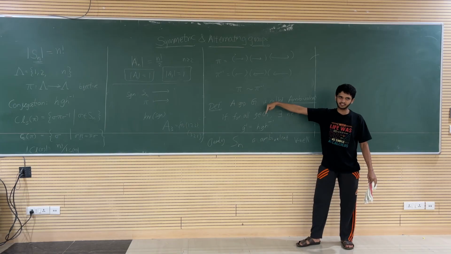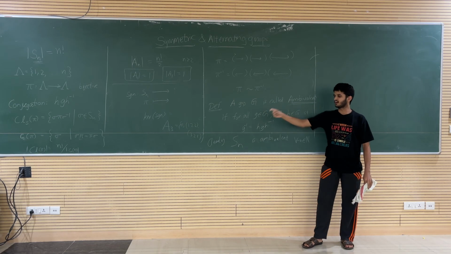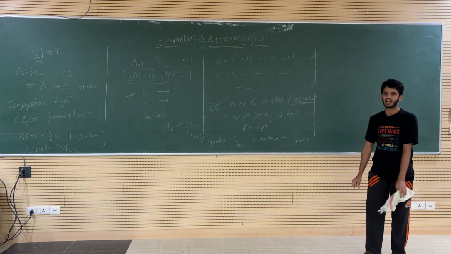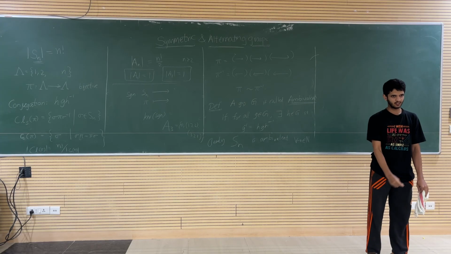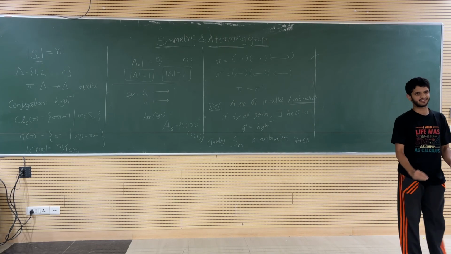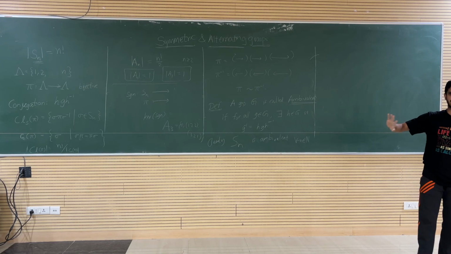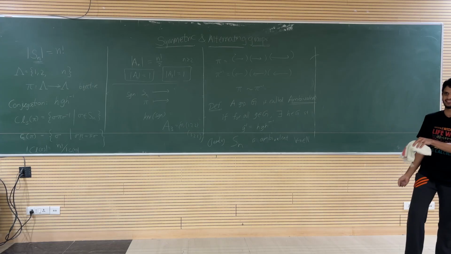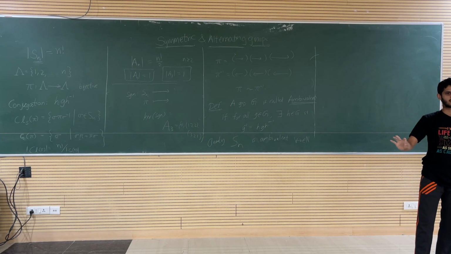If this H element itself is odd, then you can't use this in An. That's the problem which happens. So not all Ans are ambivalent. So what are ambivalent? We are classifying all the ambivalent Ans today, alternating groups today. For what all n will An be ambivalent? It's fun to do.